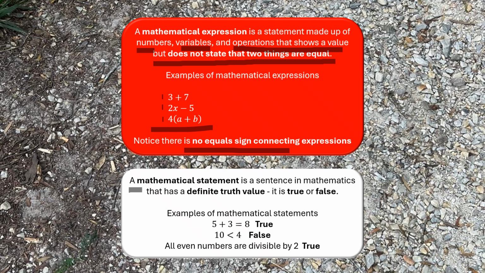A mathematical statement is a sentence in maths that is either true or false. And examples of mathematical statements: 5 plus 3 is equal to 8. You can do the maths in your head. That is a true statement, a true mathematical statement. 10 is not less than 4, so that statement is false. All even numbers are divisible by 2, that is true. So these are examples of mathematical statements.